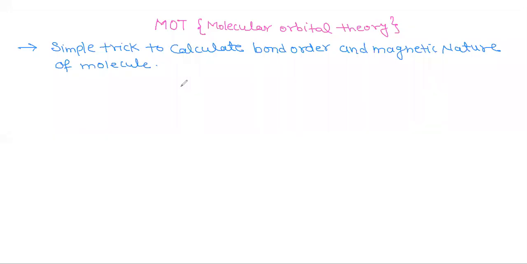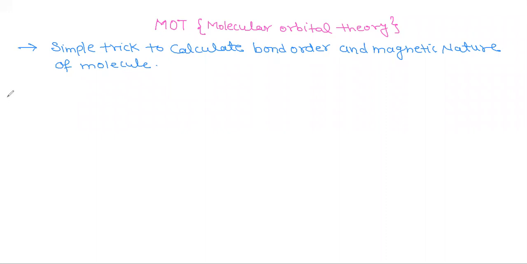Hello everyone. Now I am starting a new topic: a trick to calculate bond order according to molecular orbital theory. Generally we call it MOT. It is a simple trick to calculate the bond order and magnetic nature of any molecule. How can you calculate? This is a very simple trick.